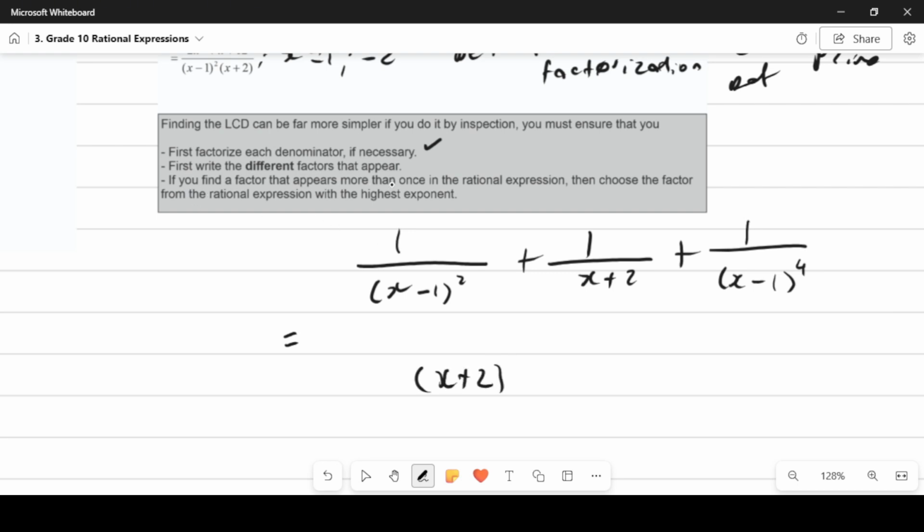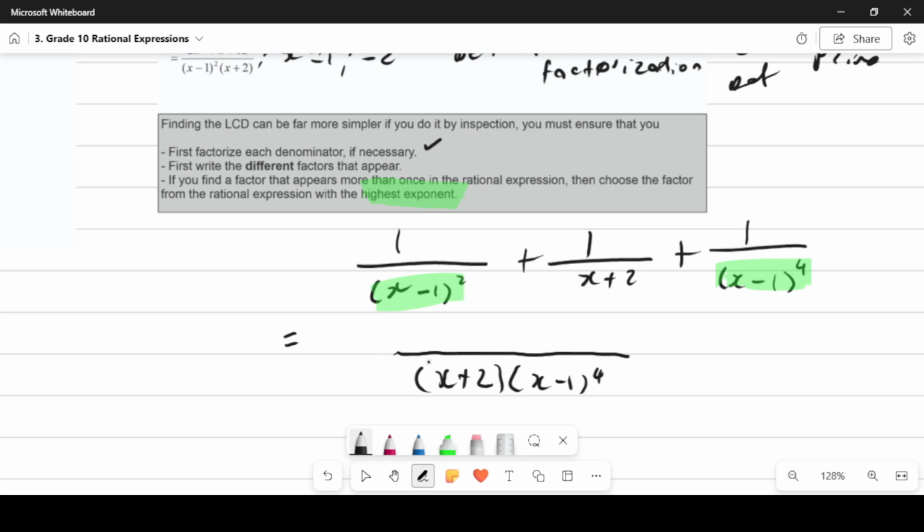Then you'll find a factor that appears more than once in the rational expression. Oh, so then I see the x minus 1 appears here and here. It appears more than once. You will choose the factor from the rational expression that has the highest exponent. So therefore, which one has the highest? (x minus 1) to the power 4. And therefore, now I have the LCD. So remember when we did with the HCF, we took the number that had the lowest exponent. Now when you're doing LCM, we take the one that has the highest exponent.